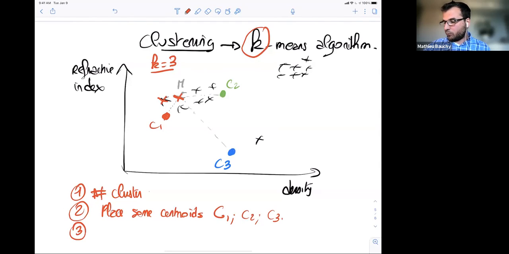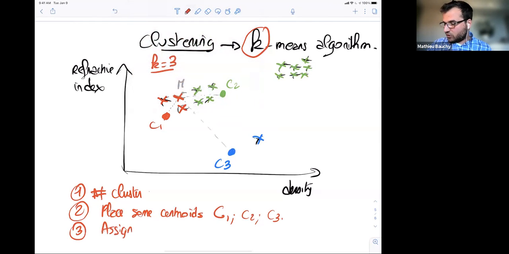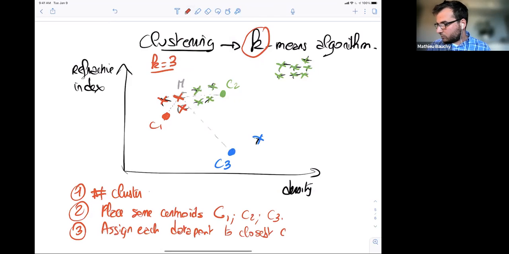Same thing, these data points are going to be assigned to C1 because C1 is the closest. Those data points here are going to be assigned to C2 because for all of those data points, C2 is the closest. And the last one, this point is assigned to C3 because C3 is the closest centroid. So that's the next step: you assign each data point to the closest centroid. That's the assignment step.